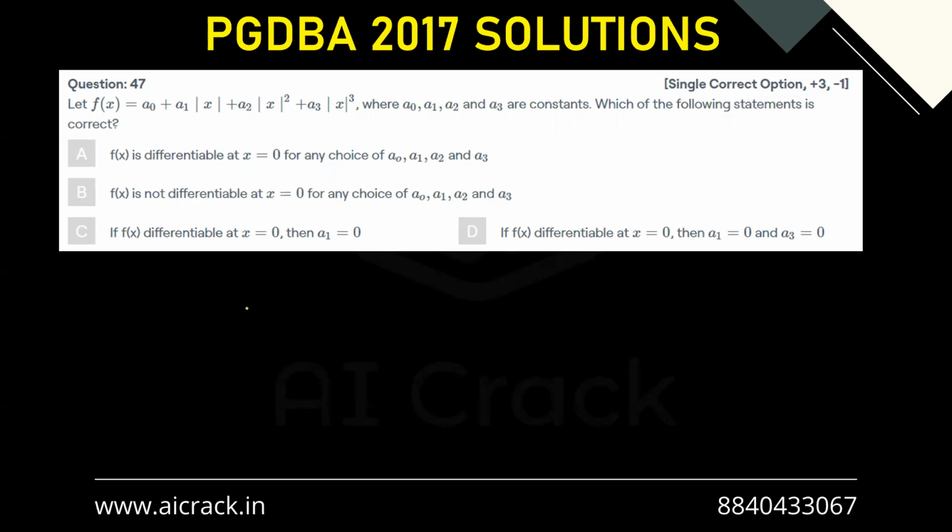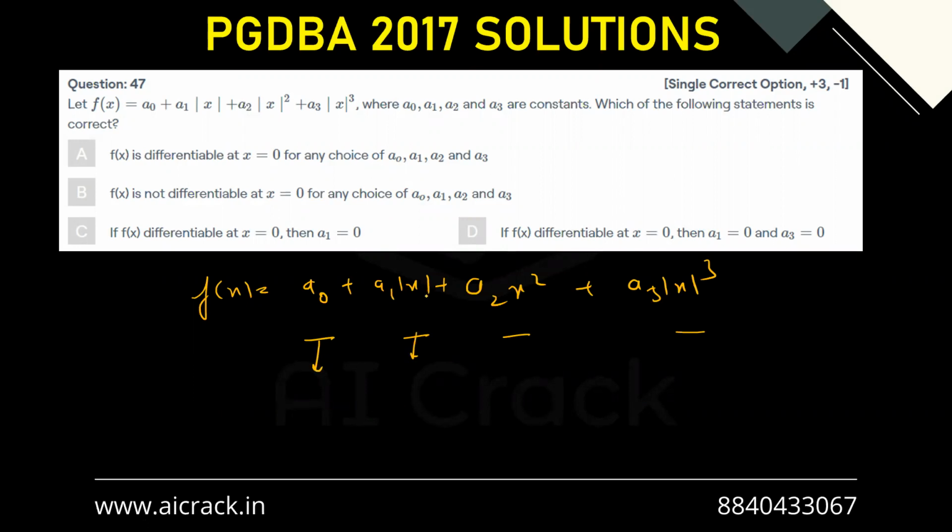Okay, so we have f(x) equals, I'll write it in a modified way, a0 plus a1 mod x plus a2 x square only, because x square and mod x square are the same thing, plus a3 mod x cube. Now, if this function has to be derivable, every individual function has to be differentiable, right? So a0 is differentiable because it's a constant function. a1 mod x is not a differentiable function because mod x has a sharp corner at x equals 0. We know that it's not a derivable function at x equals 0.